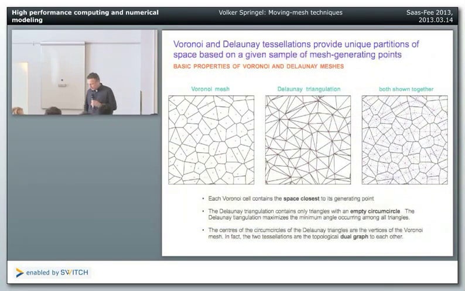Good, so more about the technique. This moving mesh is a Voronoi mesh. Voronoi tessellation is a very basic construction in computational geometry. In fact, it's probably the most basic one you can do for a set of points. For these red points here, which I call the mesh generating points, you associate with them the region of space that's closest to them, closer than to any other point.